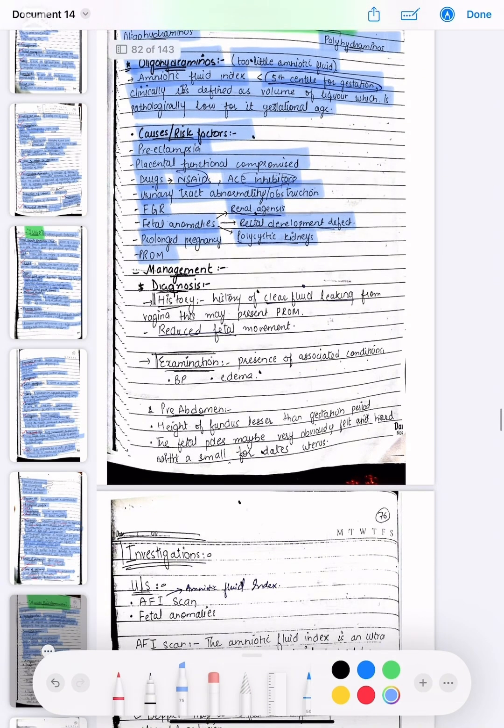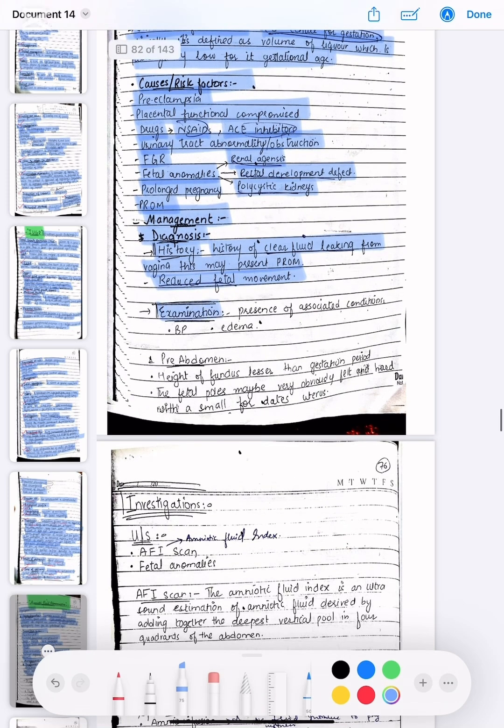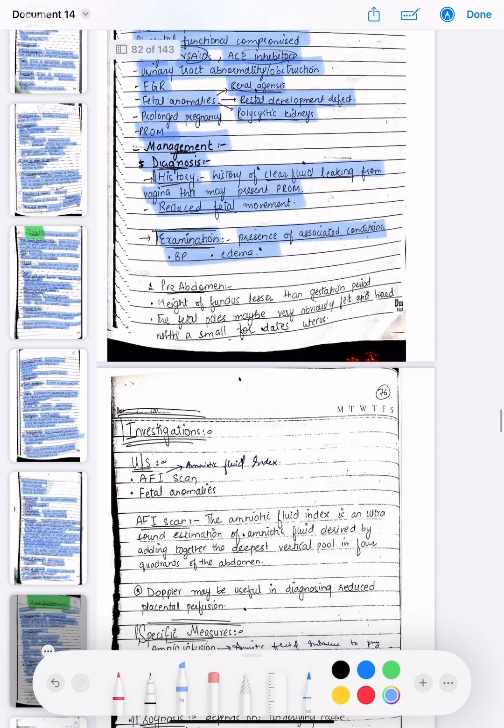The management is done as the diagnosis. First of all, history is taken, history of the clear fluid leaking from vagina. This may present premature rupture of membrane and reduced fetal movement. Then examination is done which shows the presence of associated conditions, BP and edema. Then per abdomen, height of the fundus lesser than the gestation period, the fetal poles may be very obviously felt and hard with a small for dates uterus.